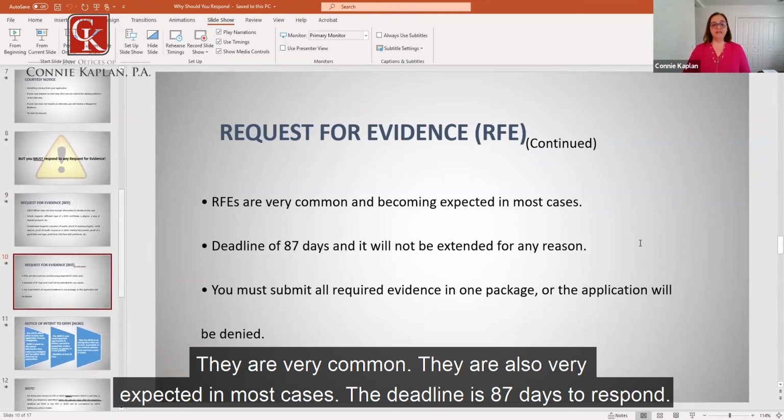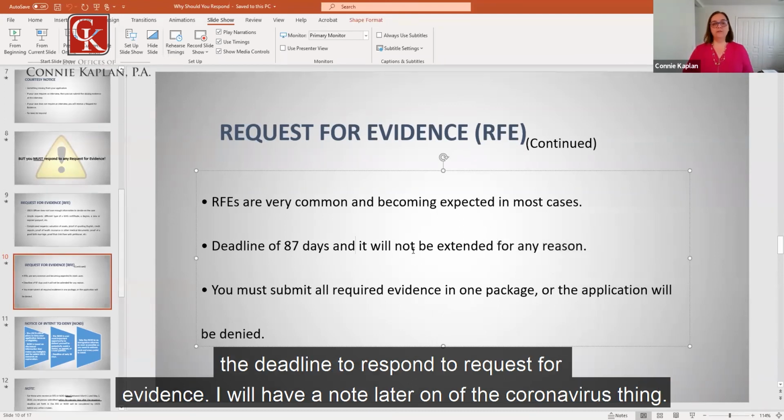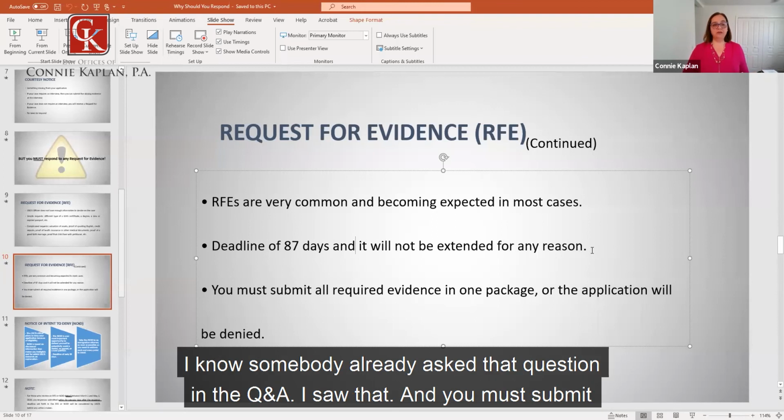The deadline is 87 days to respond. It will not be extended for any reason whatsoever. No, coronavirus does not extend the deadline to respond to requests for evidence. I will have a note later on the coronavirus thing. I know somebody already asked that question in the Q&A, I saw that.